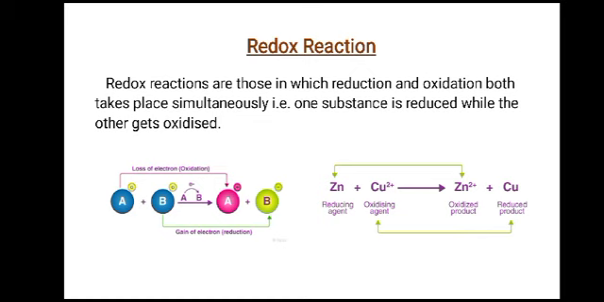Similarly, when zinc metal is reacted with copper 2 plus ion, that is the oxidizing agent, so by transferring electrons from zinc to copper, zinc gets oxidized and copper gets reduced.